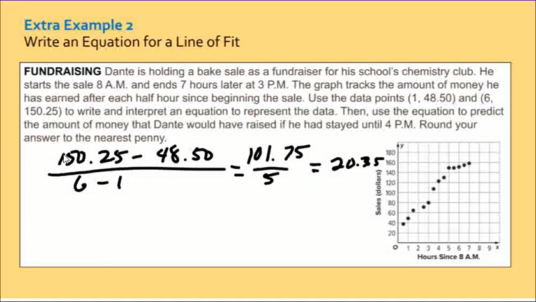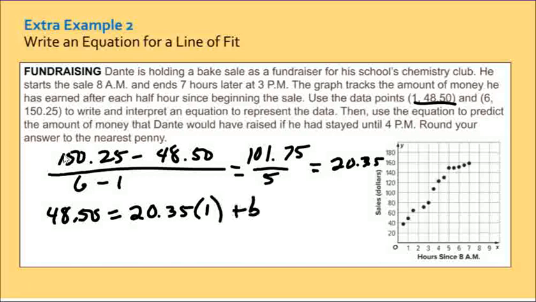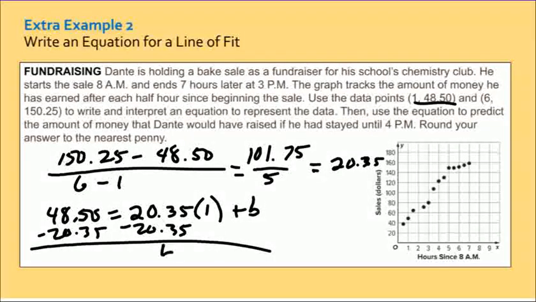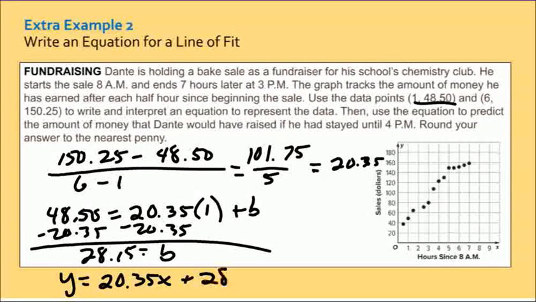And then we're going to use that to come up with our equation. I'm going to put it in slope-intercept form, and I'm going to use this point here. So I have 48.50 equals 20.35 times 1 plus b. I'm really just subtracting 20.35 on both sides. And I have b equaling 48.50 minus 20.35 gives us 28.15. So our equation would be y equals 20.35x plus 28.15.